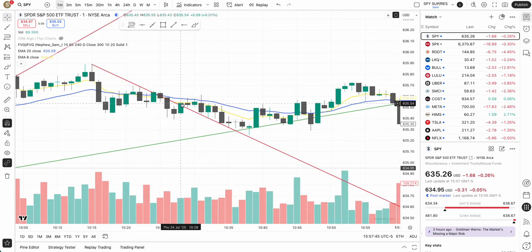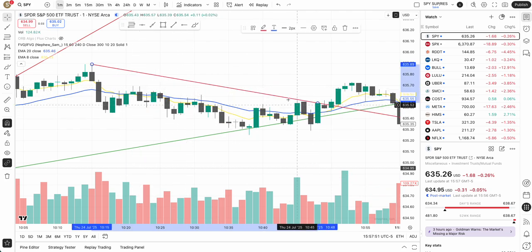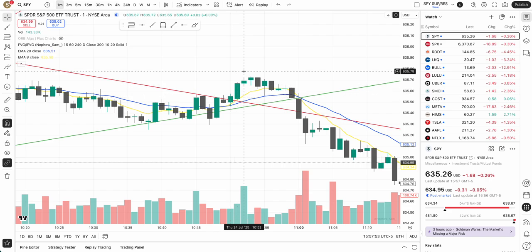Yeah, here, if you're marking it, you don't enter here. You don't get faked out. You just keep moving it over as long as this yellow line's below. Then you get it here.